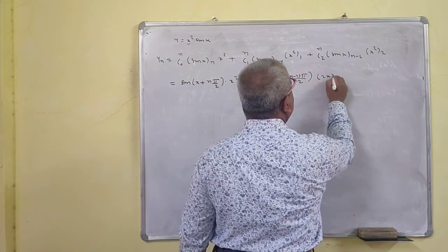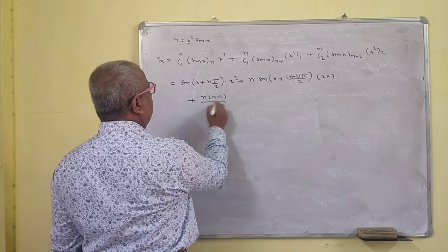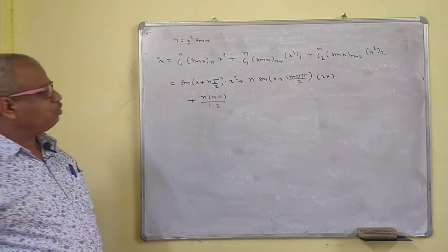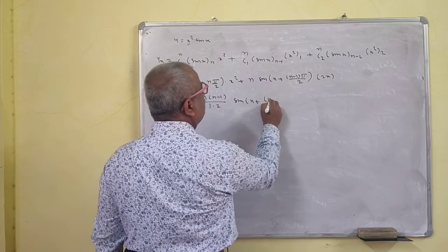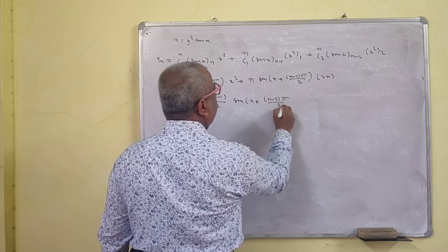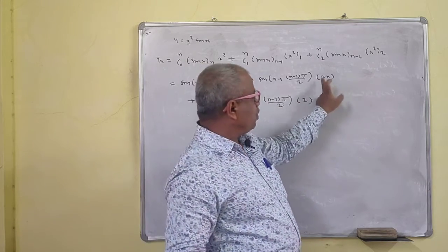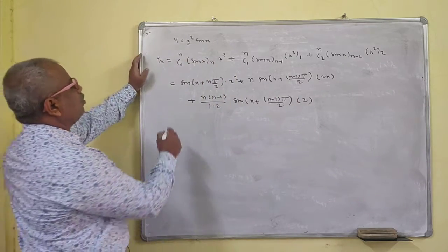Just we will write here twice x. Now after that we will simplify this. N minus 1 upon 1 into 2. 2 factorial, actually 2 factorial, but we will write 1 into 2. So sin of x plus n minus 2 pi by 2 into 2 now. So second derivative of x square means first derivative of twice x. Now just we will simplify.